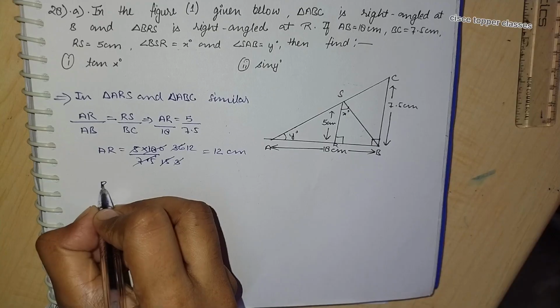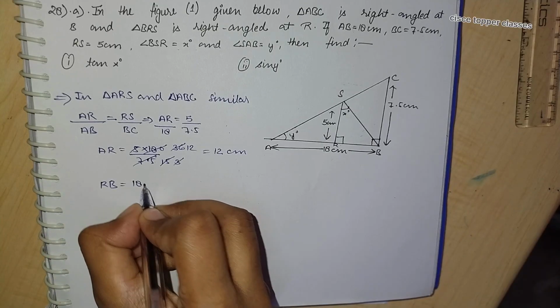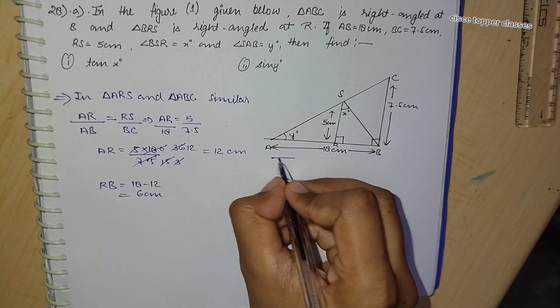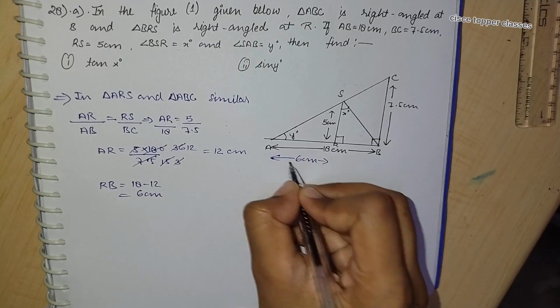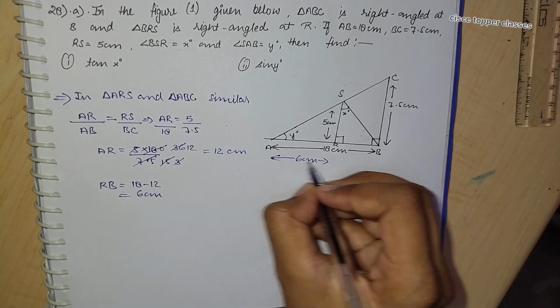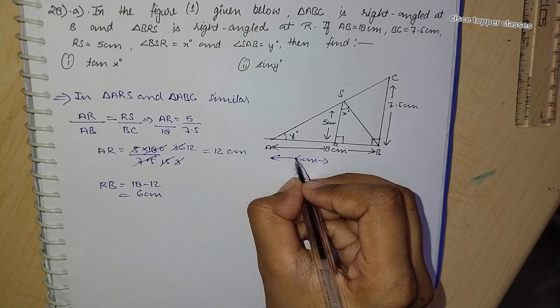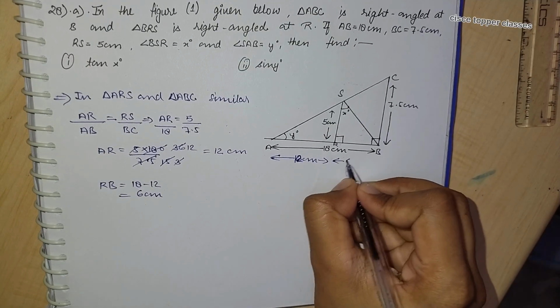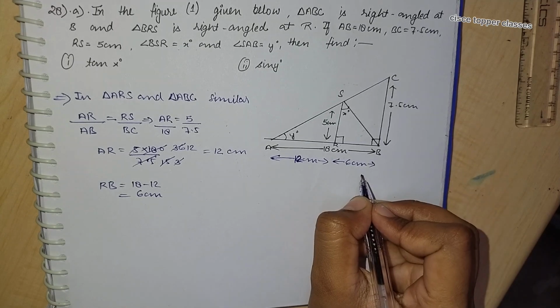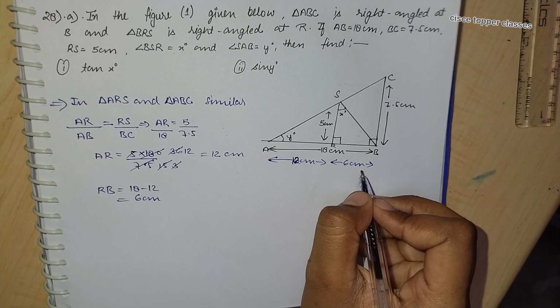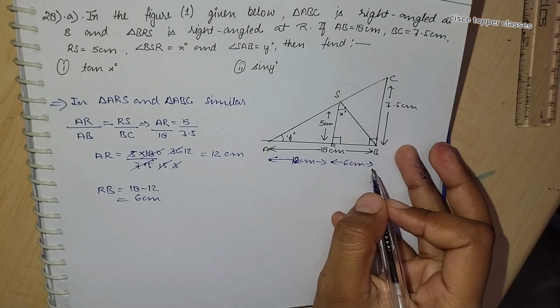From that we can find the value of RB also, because it will be 18 minus 12. So 6 centimeter is the value of RB here. So this is 6 centimeter, and this is here 12 centimeter. RB is here. This is 12 centimeter and this is 6 centimeter here. From that we can find the value of AC also. By Pythagoras theorem we can find the value of AC.